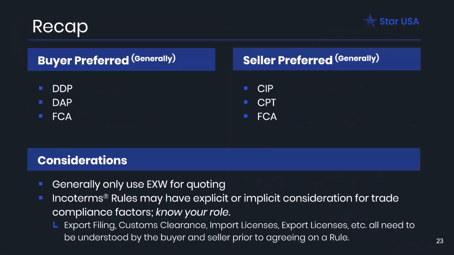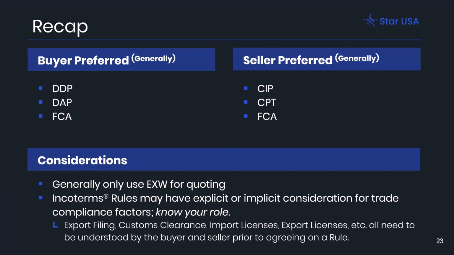Recap. Buyer preferred generally, again, this is just my blanket statements in general. For your business, the answers would probably be different. But generally, I say buyers should prefer DDP, DAP, or FCA, and the sellers should prefer CIP, CPT, or FCA. Does that make FCA the best universal term? No, not necessarily. But there are benefits to both of those for both the buyer and the seller.